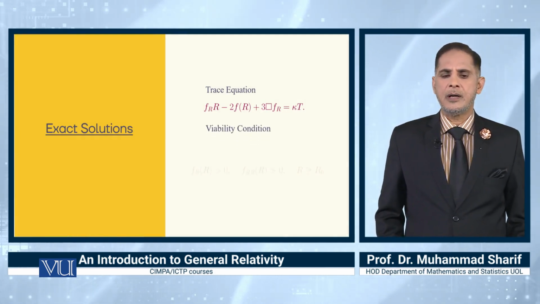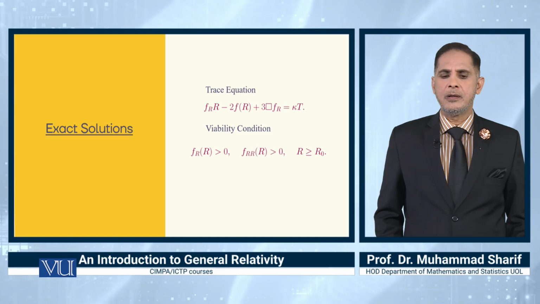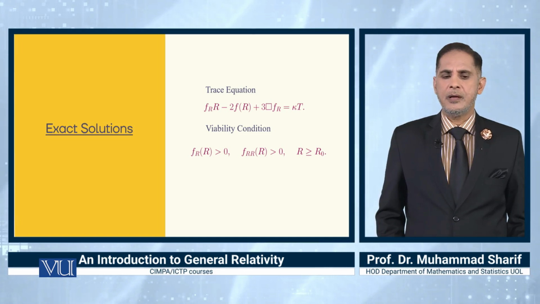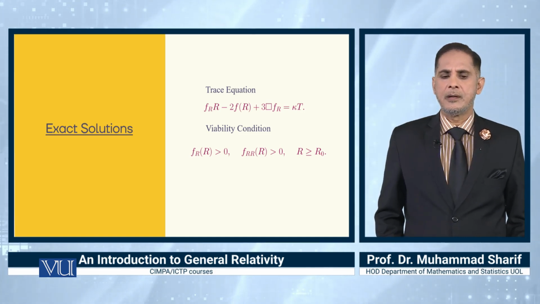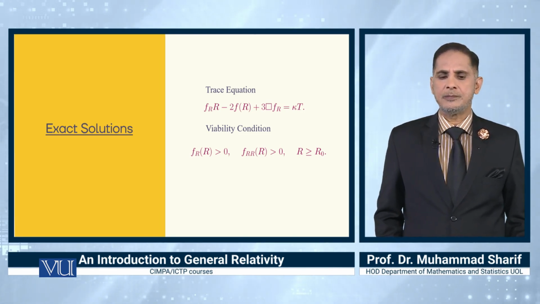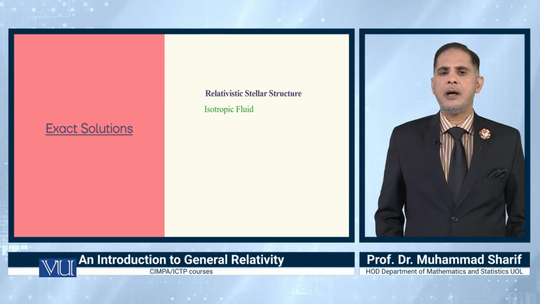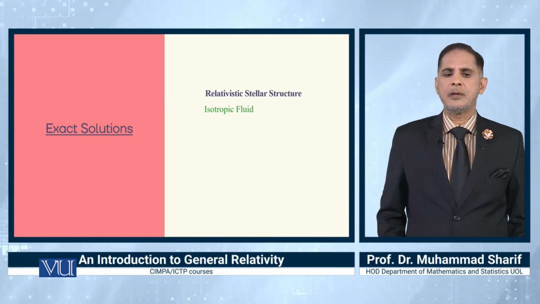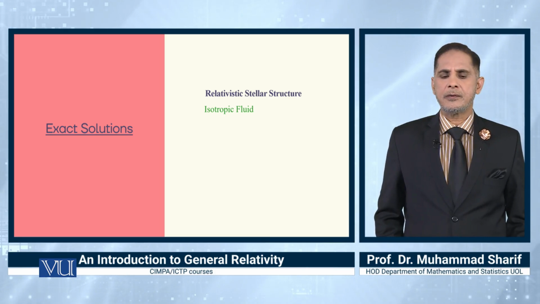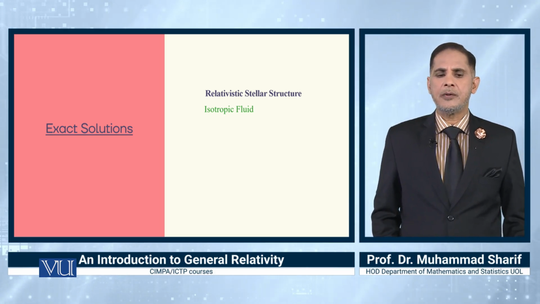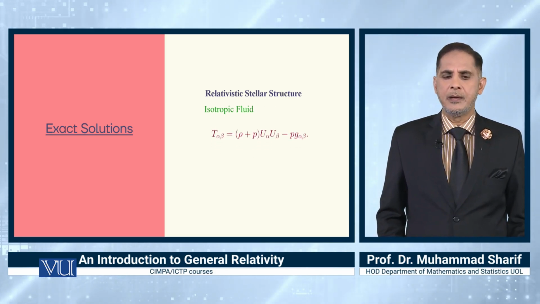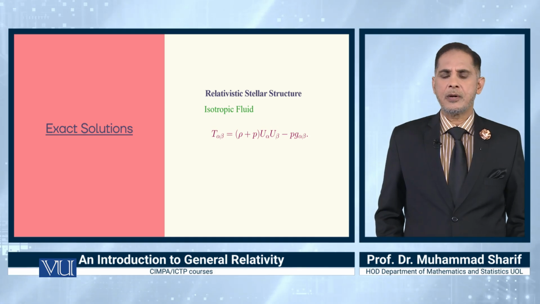Now we can discuss the viability condition for this model. This indicates that the first and second order derivatives of F must be positive. In order to apply these solutions in FR theory or some other theory, we need an isotropic fluid, which is given here. This is also called a perfect fluid.